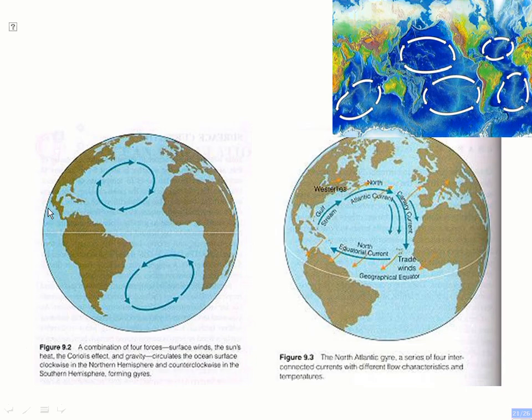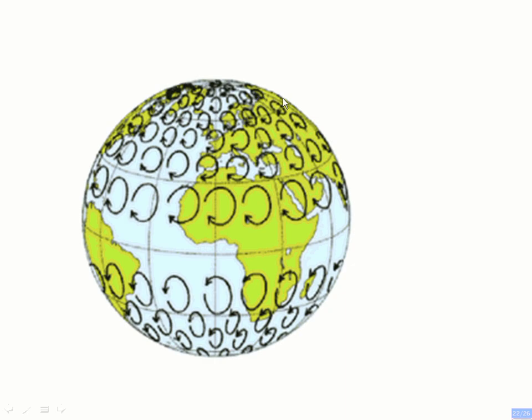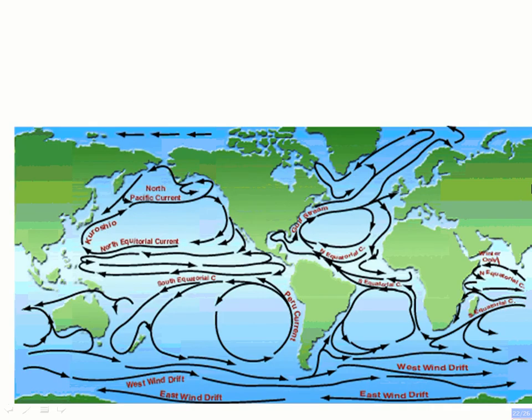Here you can see the patterns. This is of our surface winds. Again, we're moving in a clockwise direction in the northern hemisphere, counterclockwise in the southern. Again, just showing you the movement. We're going counterclockwise in the southern hemisphere, more of a clockwise direction in the northern hemisphere.